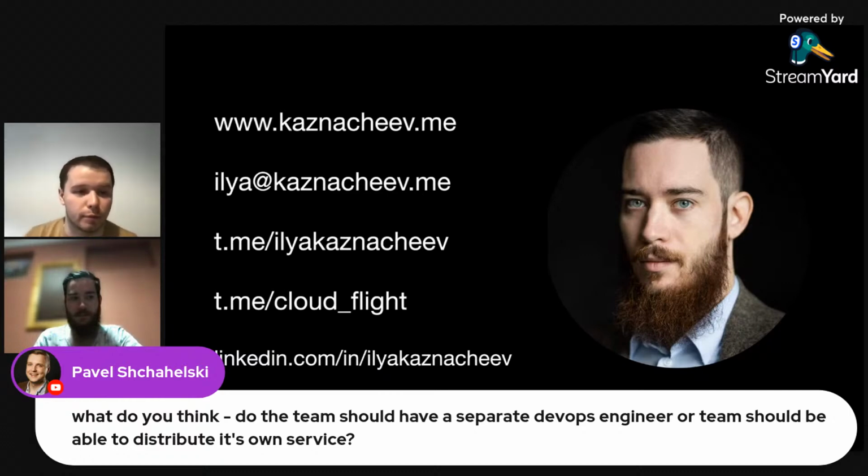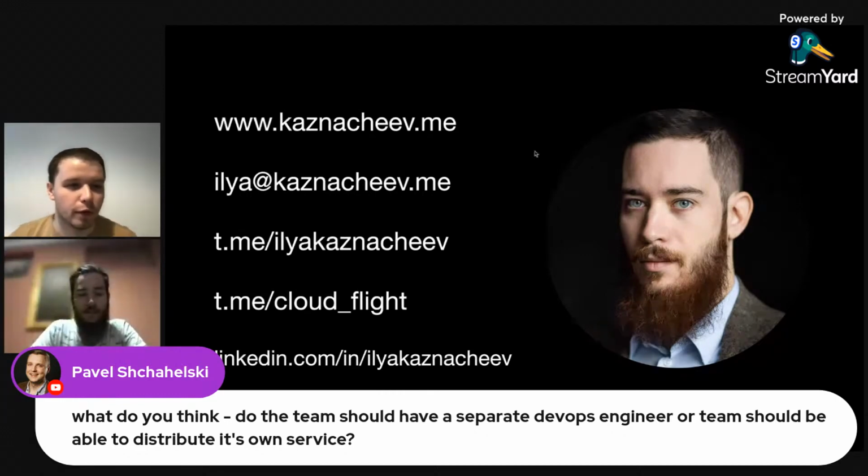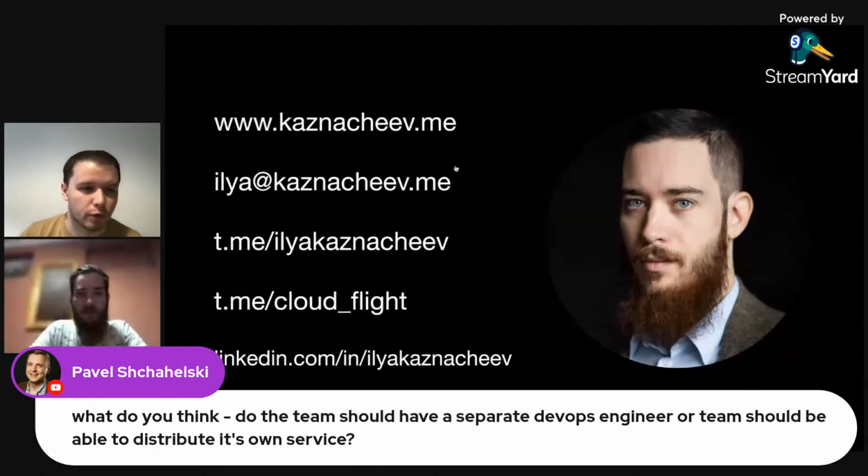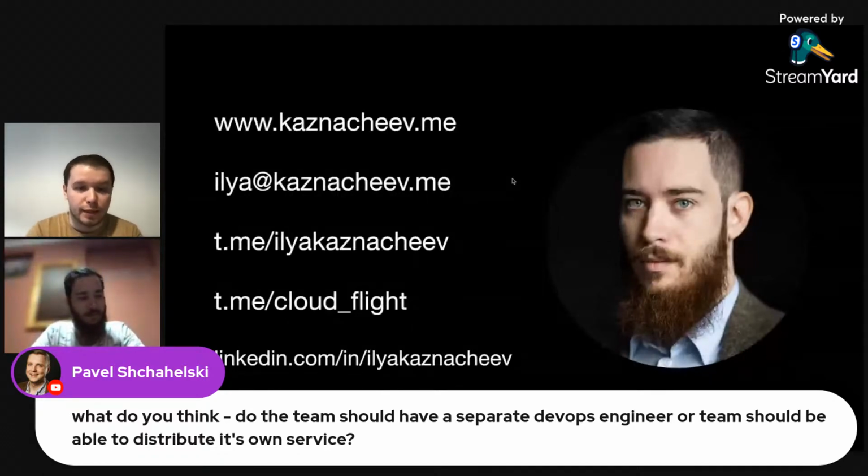I can repeat. Ilya, are you with us? Can you repeat the last part of the question, please? Yeah, sure. Looks like you have an internet connection issue, because the connection is not very good. Can you hear us? Yeah, I can hear you, but I missed the last part of the question. Right, sure. What do you think? Should the team have a separate DevOps engineer, or should the team be able to manage its own servers?